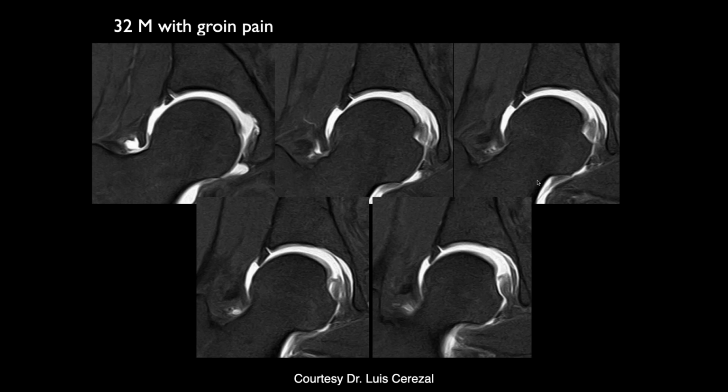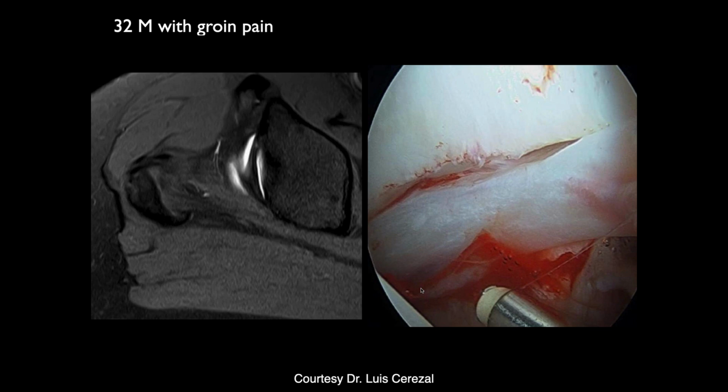Okay, Jennifer. Okay, so we have a 32-year-old male with right groin pain. Here we can see some contrast signal intensity along the chondrolabral junction of the superior labrum, but I don't see any full thickness extension through the labrum. And no paralabral cyst. And then here we have the arthroscopic correlation and also the axial images. On the axial images, superiorly, we can see that cleft of contrast there, that linear cleft. And then it looks like on arthroscopy, they're showing us a tear of the labrum.